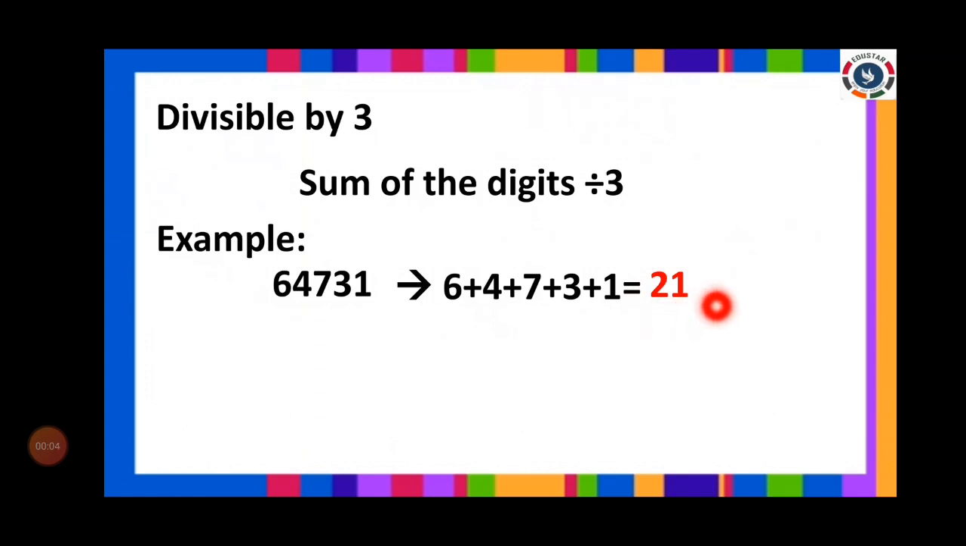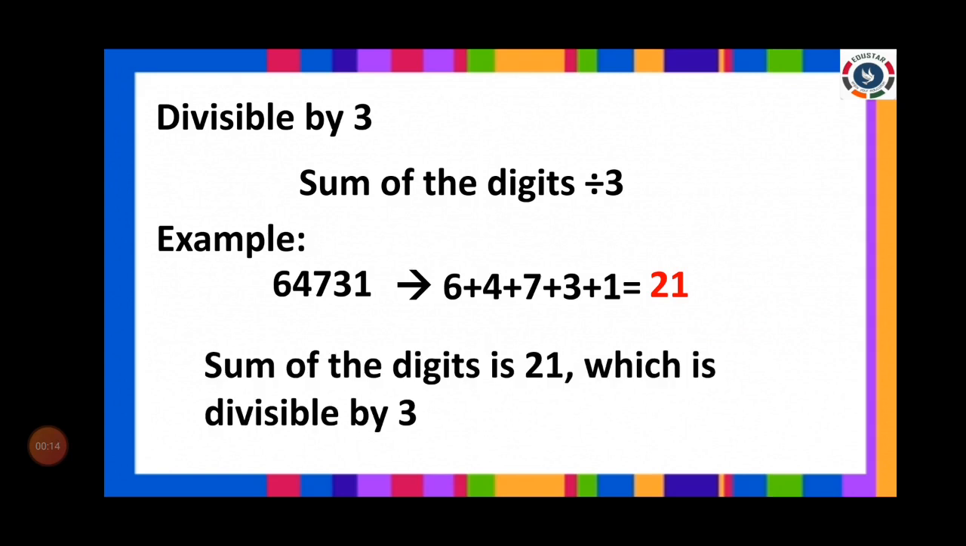21 divided by 3, you will get the answer 7. So the remainder is 0. So this is divisible by 3. The sum of the digits is 21, which is divisible by 3.